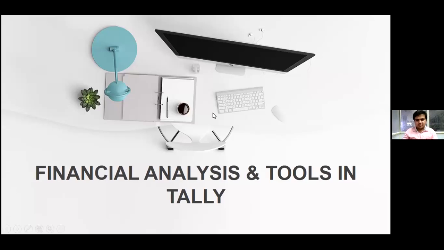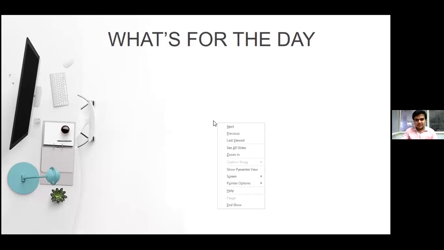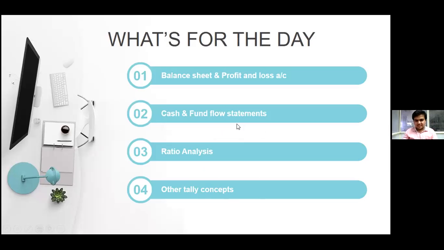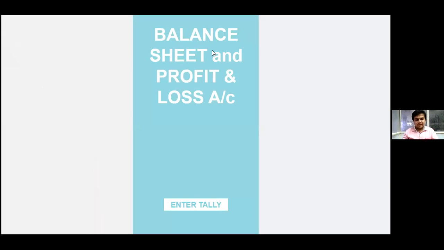To talk about today, we are discussing a lot of topics. The first one is the balance sheet and profit and loss account, the second is fund flow statements and cash flow statements. And the third part is about ratio analysis and other general Tally concepts, which include printing an invoice, import and export of data, and when you're sharing or emailing your Tally content, balance sheet, profit and loss, all these measures. So starting with the first part, the main thing is balance sheet and profit and loss account.